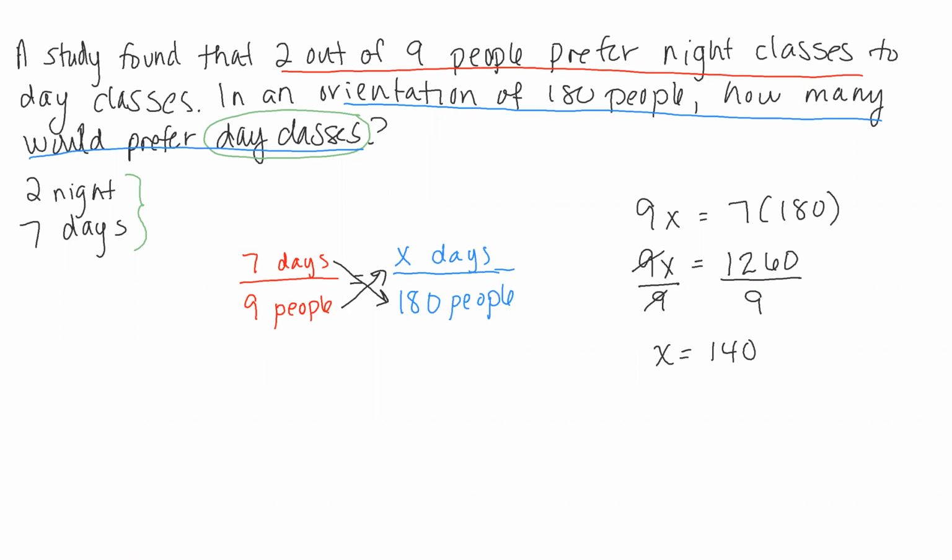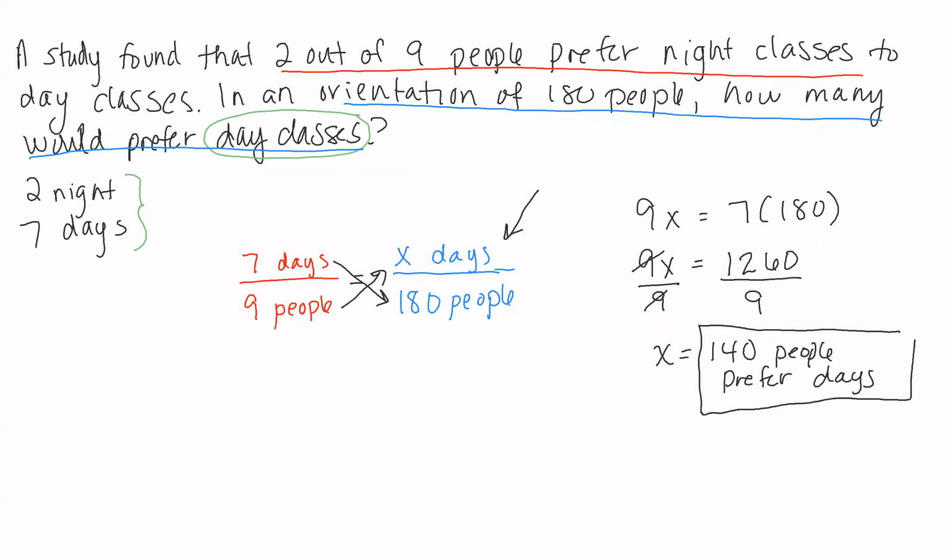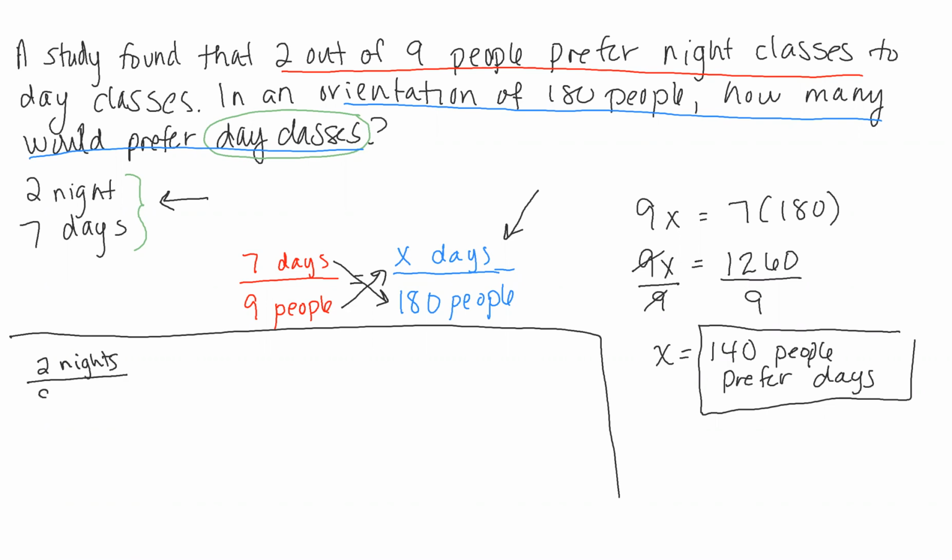So what does this mean? We can't just leave it plain old 140. We have to go back to what the question asked. The question asked how many students prefer day classes. Well, this means 140 people prefer days. Now, let's pretend you didn't do this right here, where we were given information about how many students prefer nights, but we flipped it and we figured out how many prefer days. Let's say you just kept it with the original information. We would have gotten 2 prefer nights out of 9 people.